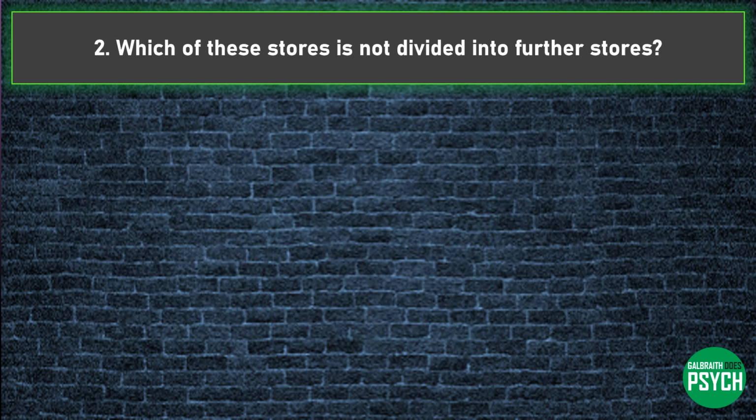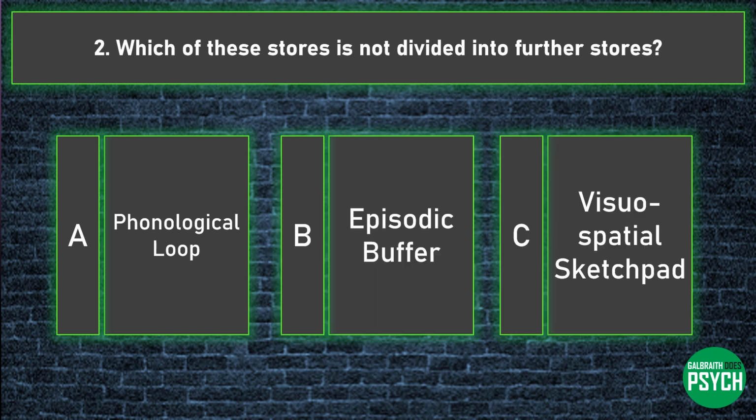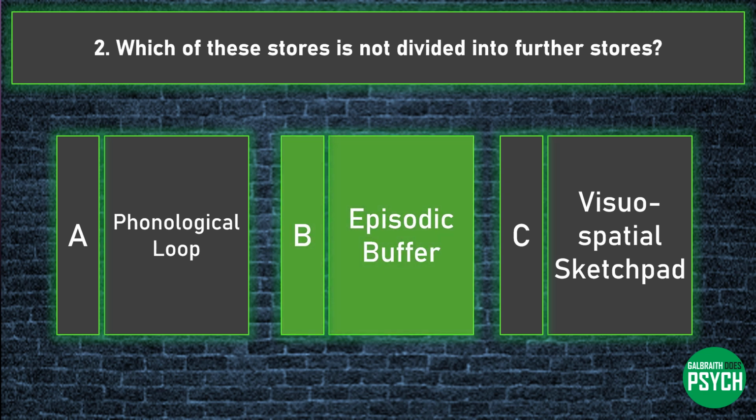Question 2. Which of these stores is not divided into further stores? Is it A, the phonological loop, B, the episodic buffer, or C, the visuospatial sketchpad? Which is just a single store? It is, well done if you got it, the episodic buffer. The other two are divided into two further stores. The phonological loop is split into the phonological store and the articulatory process, whereas the visuospatial sketchpad is split down into the visual cache and the inner scribe.